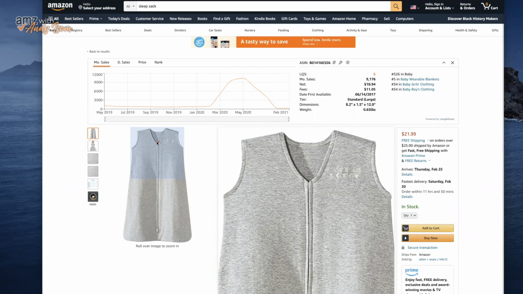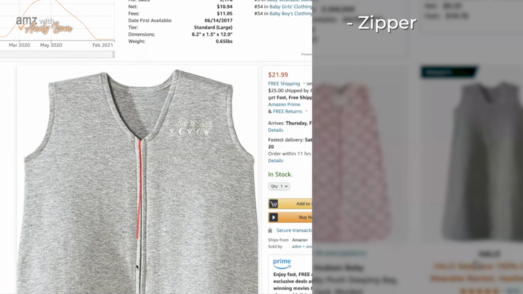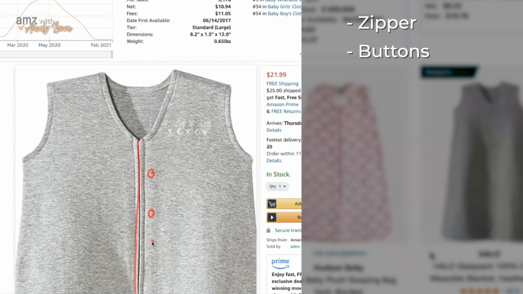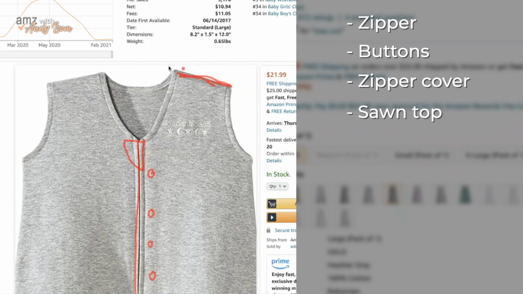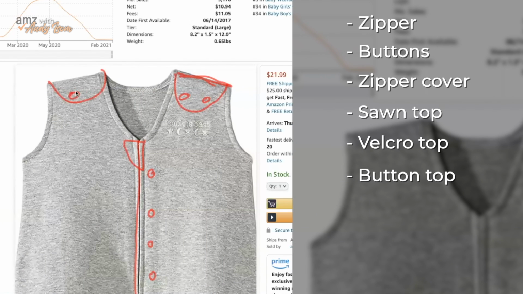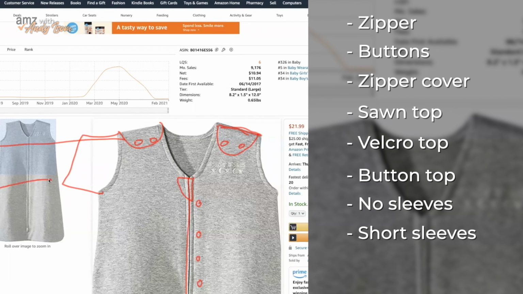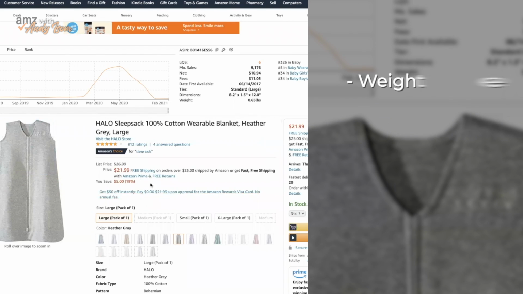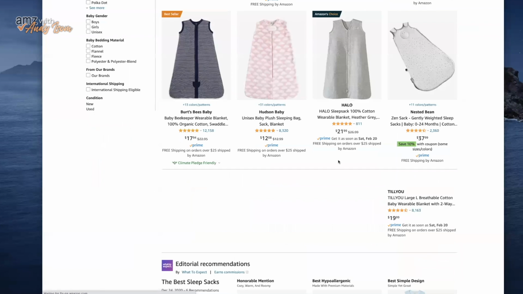But if we think about this in extreme detail, we could break this product down into every single core component. For a closure, you could either have a zipper or you could have buttons. You can have a zipper cover at the top or no cover like this. On this part, you can have it sewn, or you can have it come down and be Velcro, or buttons. For the sleeves, you could have no sleeves, short sleeves, or long sleeves. It could be weighted or non-weighted, a plain color, or have a design. There's so many different aspects of this specific product.